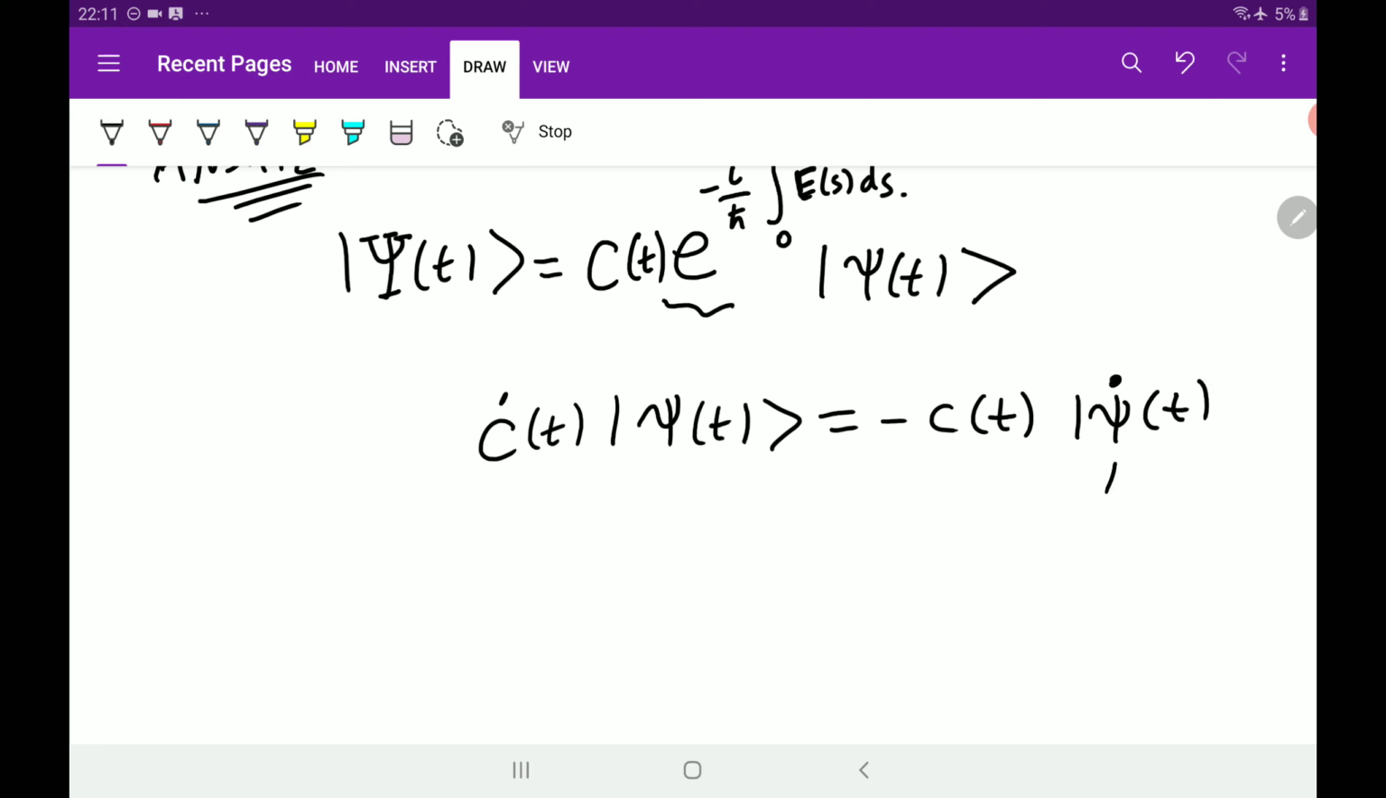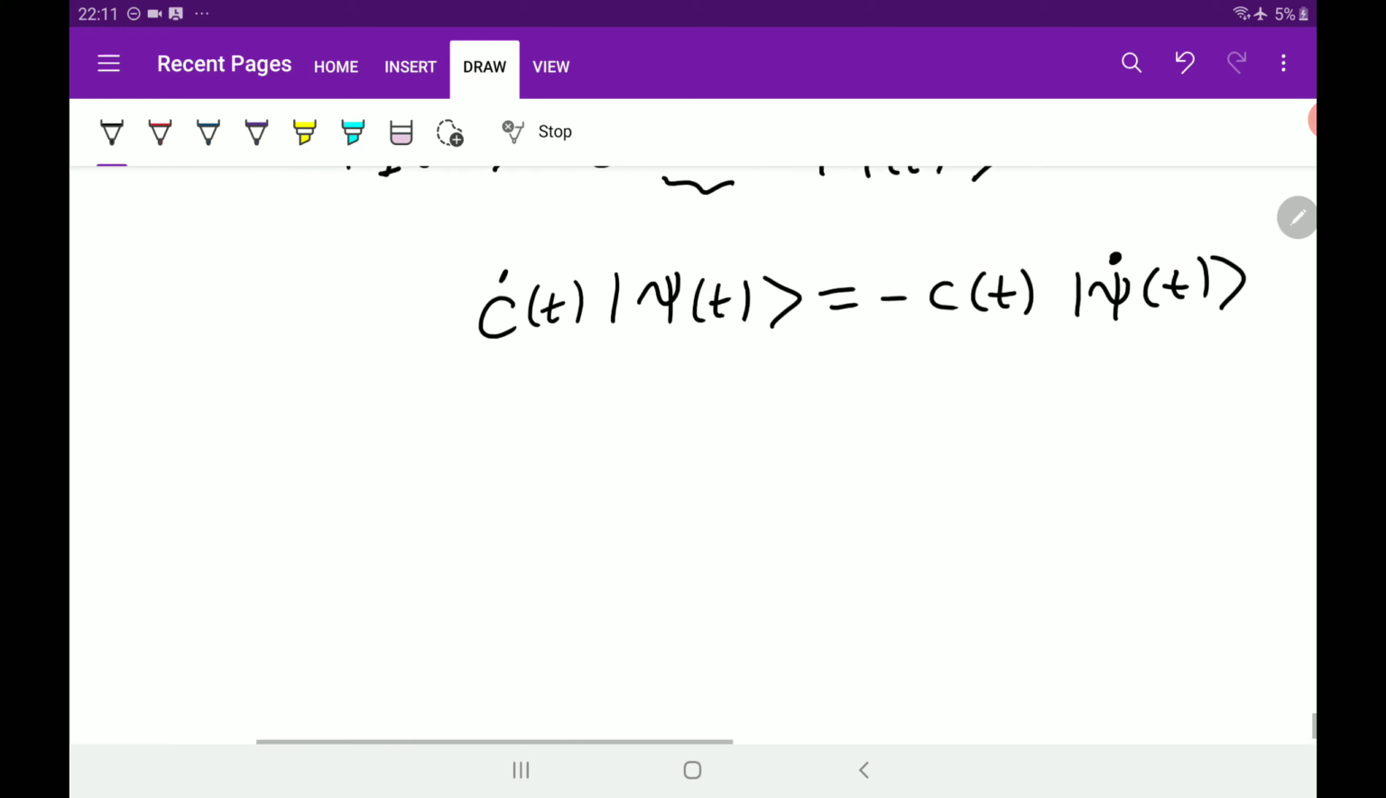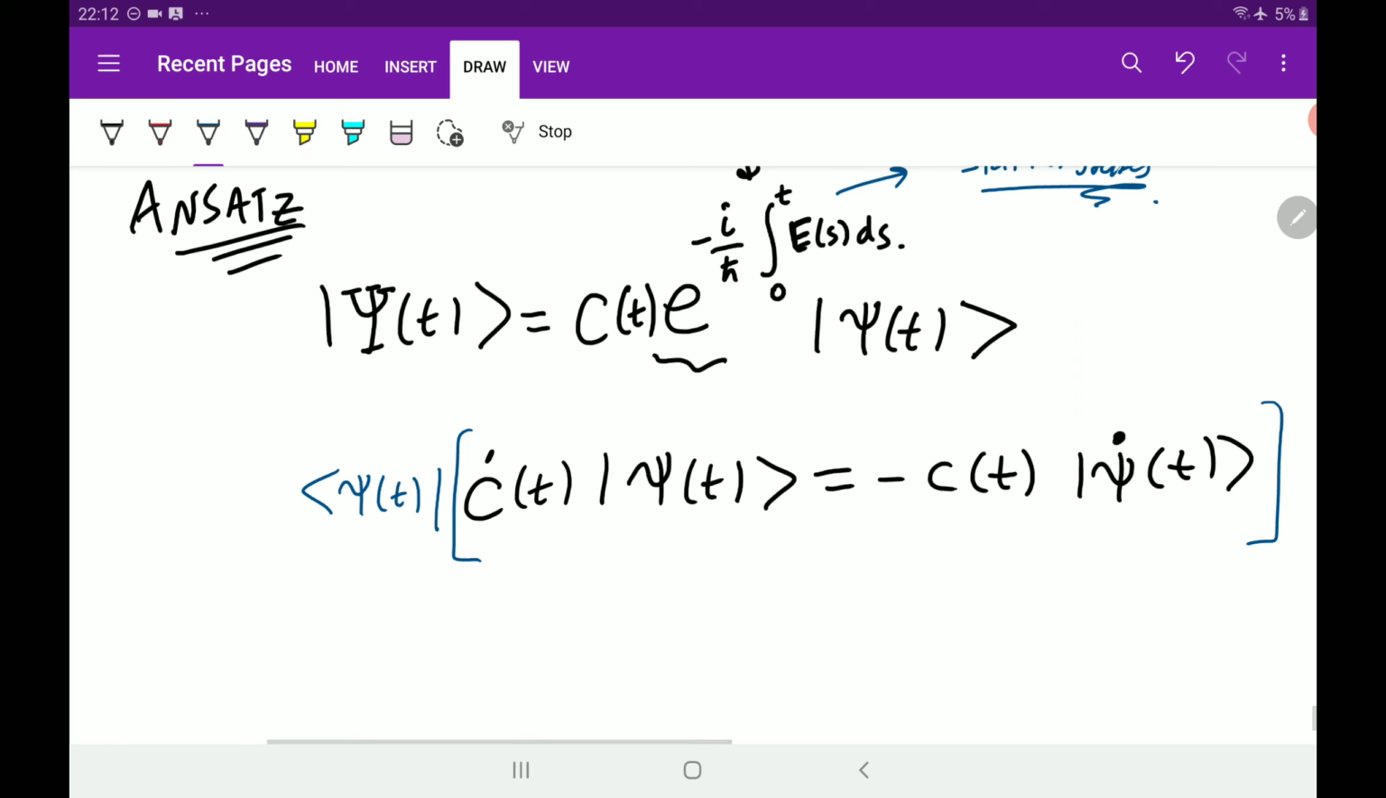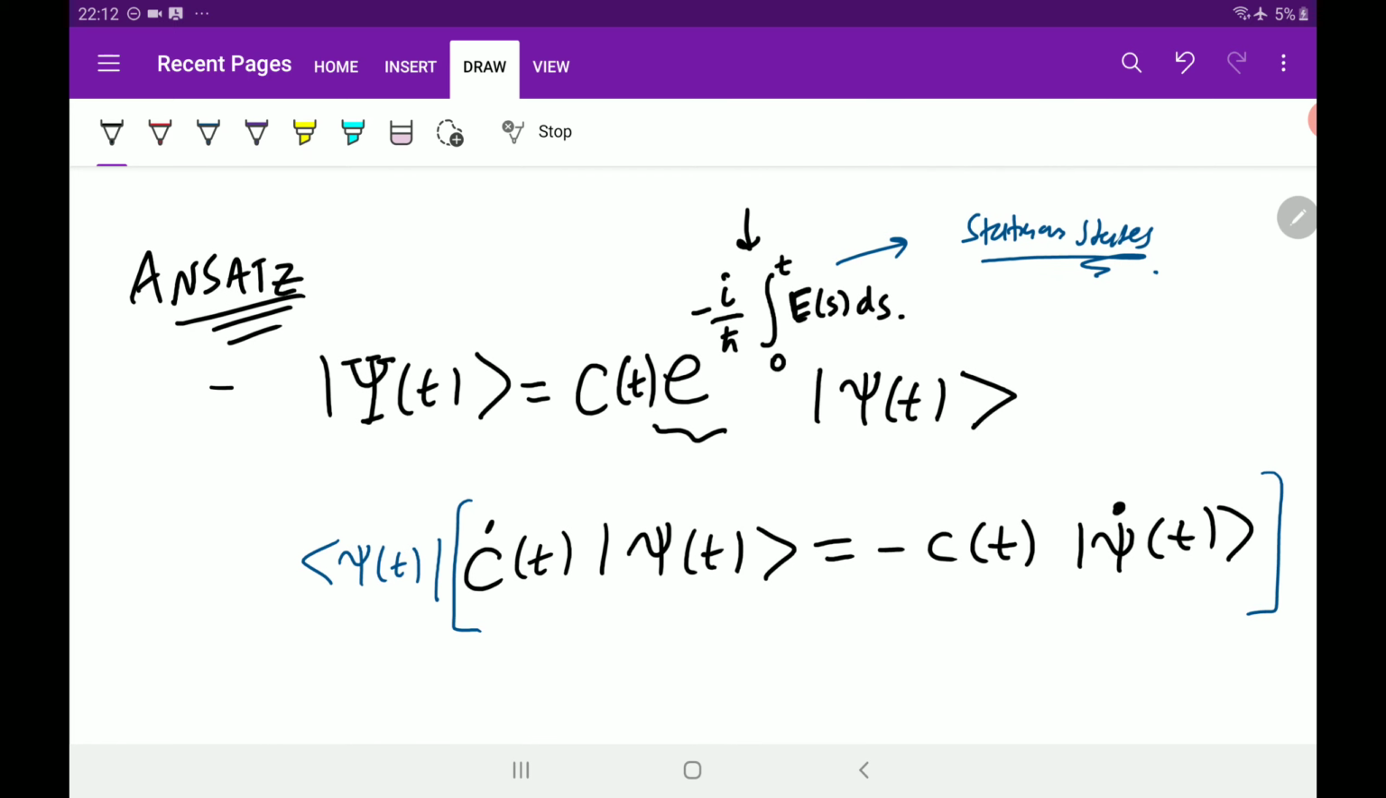And this denotes the time derivative of psi. Now, what we do next is we dot it, so we multiply on the left by this ket vector, of this entire equation. This is where we go slightly wrong, because in actuality, this psi of t is not going to be just a constant multiple of an eigenstate.